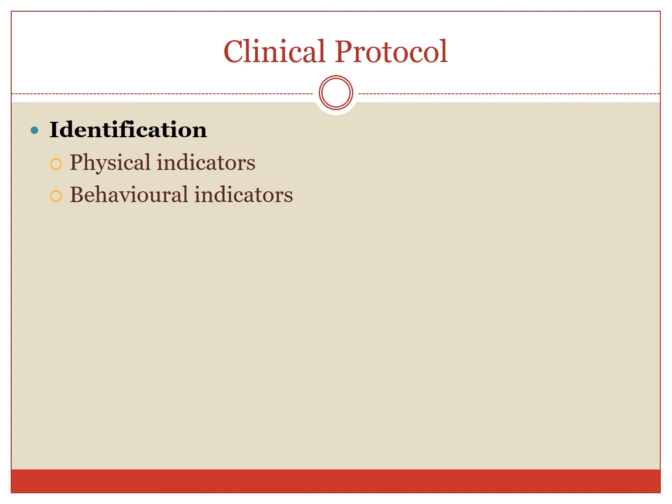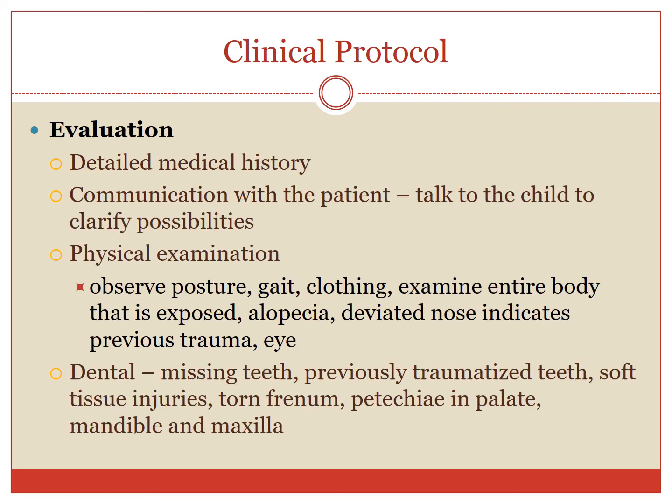So there are certain clinical protocols if you're suspecting a child of physical abuse. Like we have discussed, there are physical indicators and there are behavioral indicators. So what do you do when you're faced with a situation where you feel a child is physically abused, emotionally abused, or sexually abused? Okay, so let's take physical abuse, which is the most common type of abuse and which can be identified and diagnosed. So if you find a case of physical abuse, then you need to take a detailed medical history. You need to communicate with the patient, talk to the child to clarify possibilities. Of course, if the child is able to talk to you, is able to communicate to you. If not, then you go to physical examination.